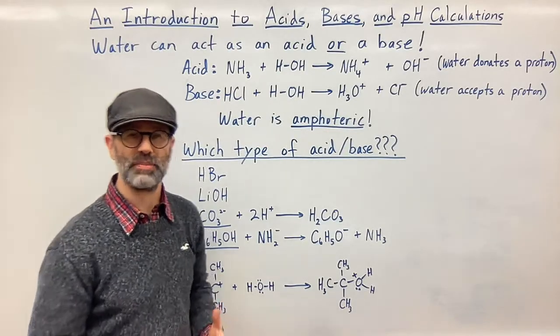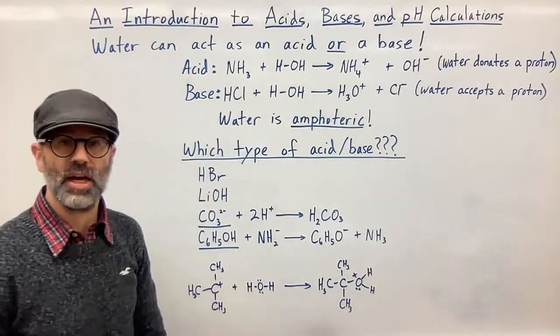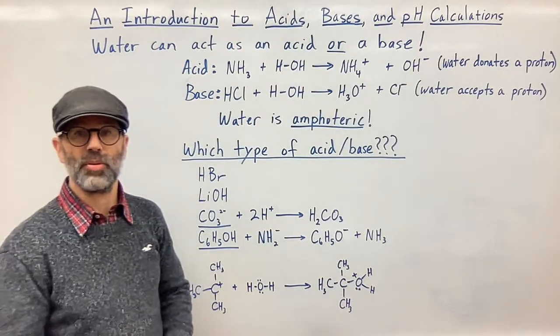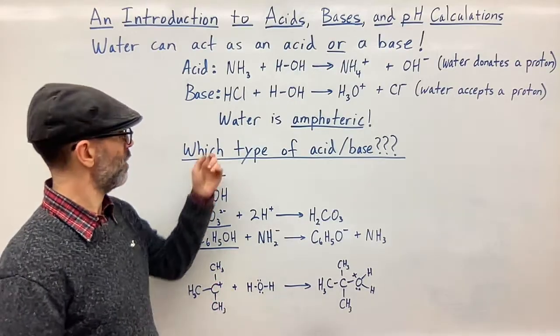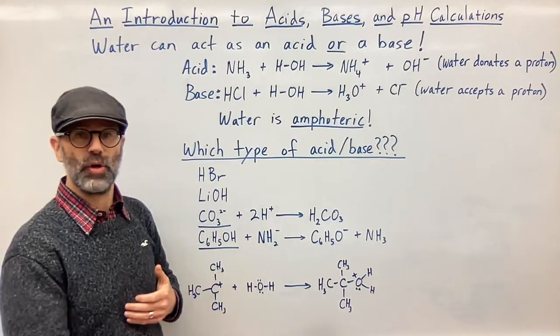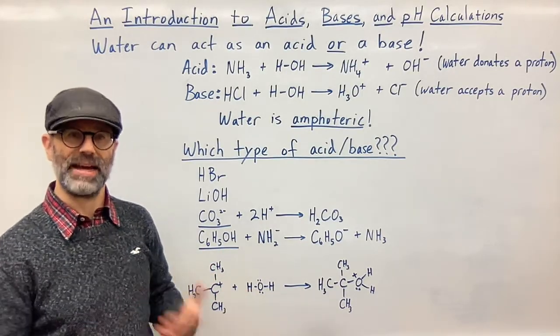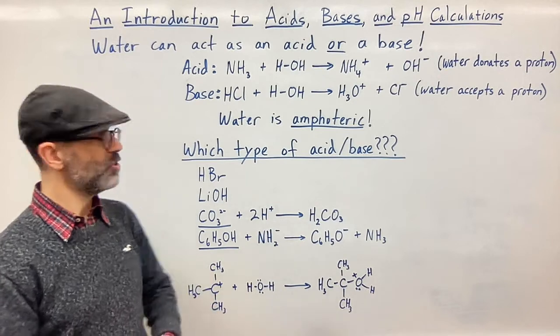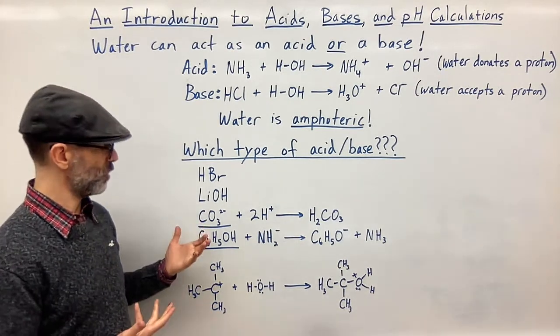So water is accepting a proton in this case, and then in this case it's donating a proton. So it can be either or, and substances like this that can do either donating or accepting a proton, or it can be an acid or base, we call those amphoteric. Okay, so now let's talk about which type of acid or base.